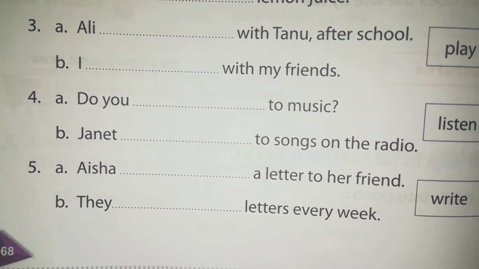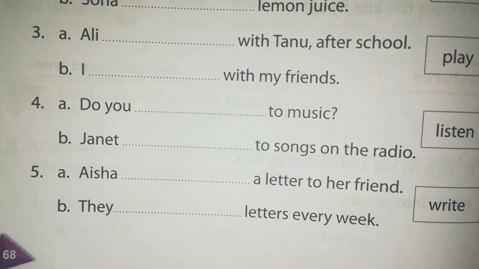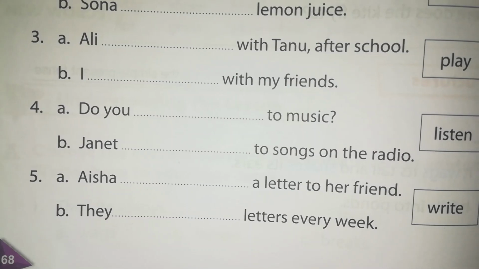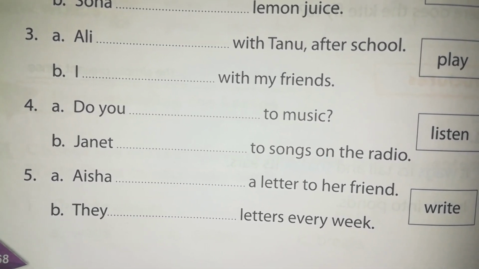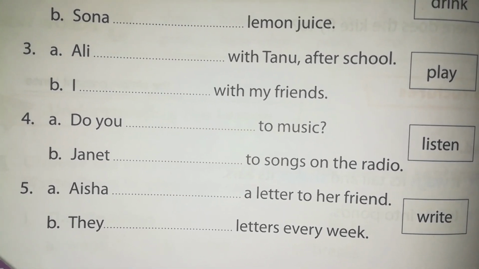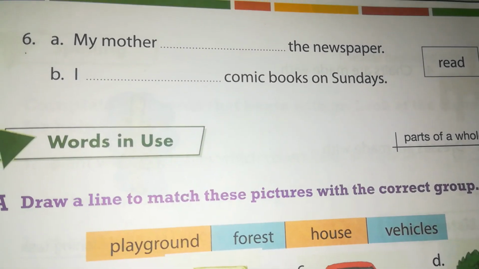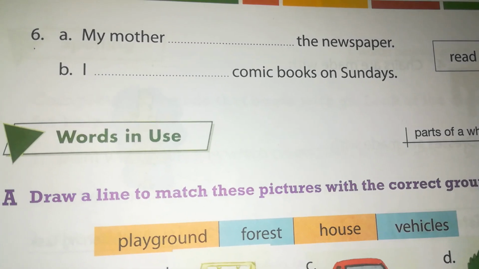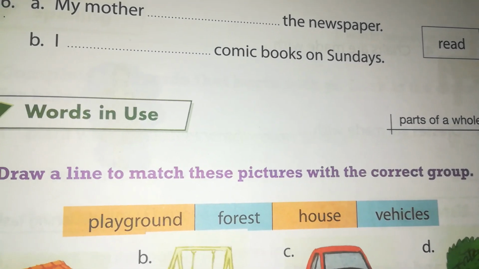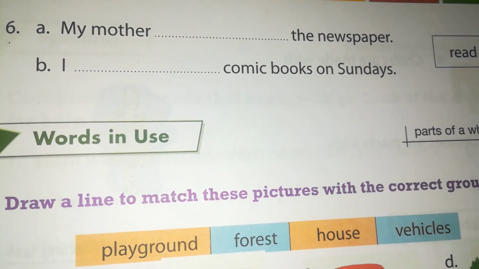5. Aisha writes a letter to her friend. B. They write letters every week. 6. My mother reads the newspaper. B. I read comic books on Sundays.